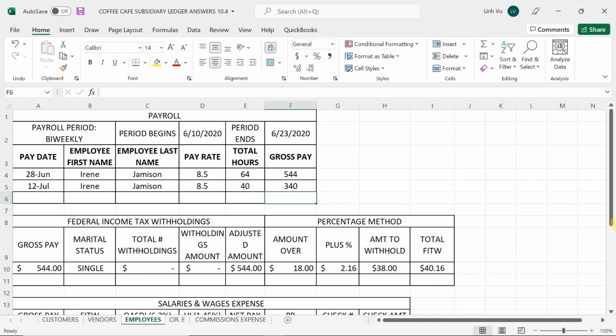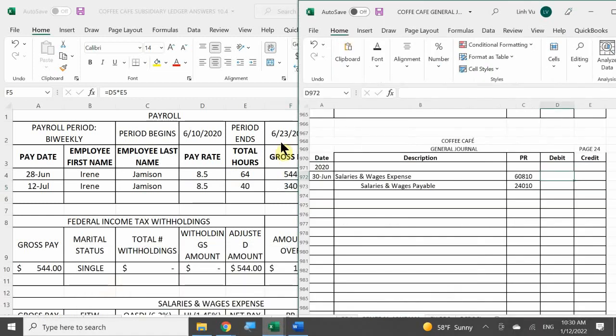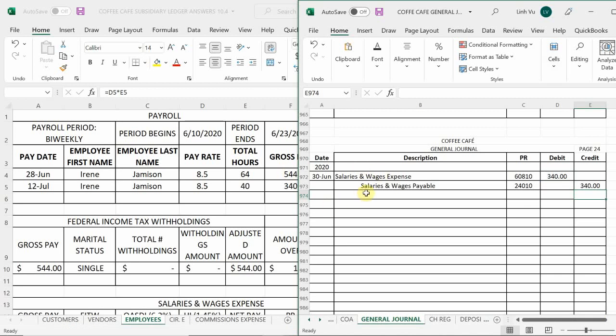352. I got 340. Oh, it's because I put 8.8 instead of the 8.5. Okay, no worries. So $340 is what I owe Irene for the month of June. Okay. So I'm going to go to my journal and recognize that I owe her $340. And I'm also going to write here that we are accruing Irene's wages for June.